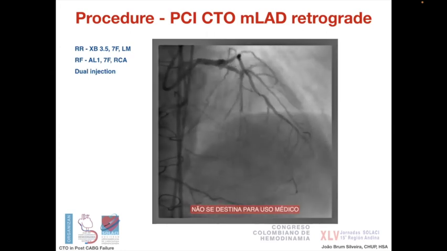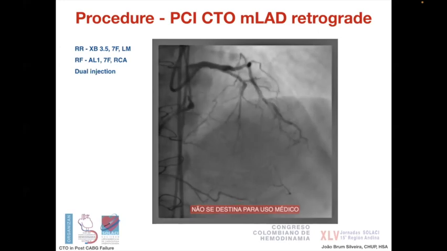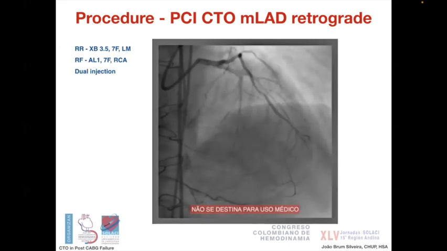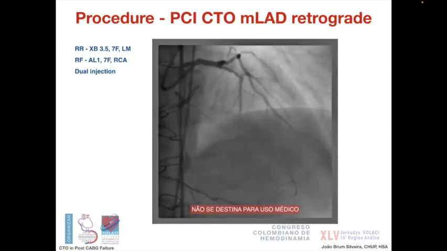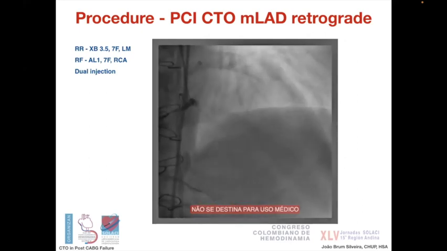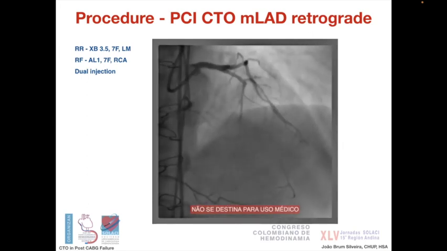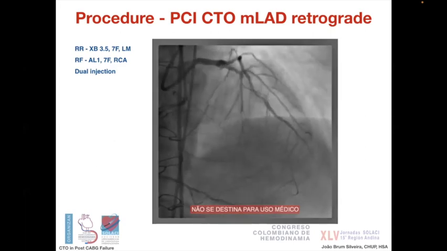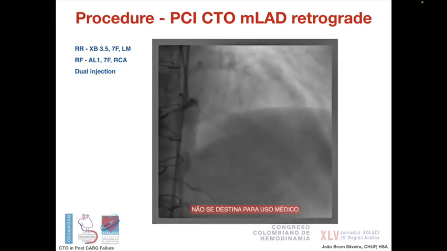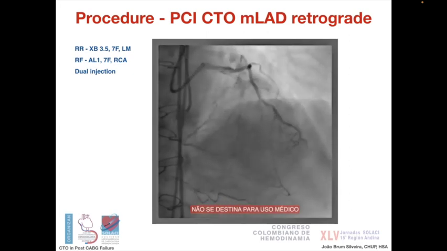This is a dual injection. Our setup is right radial XB 3.5 7 French to the left main, and right femoral IL1 7 French to the RCA. As you can see in the dual injection, we have a very good connection from the epicardial from the right to the LAD. There is some ambiguity of the LAD. Probably the lesion is long. We have a trifurcation, as I previously mentioned.